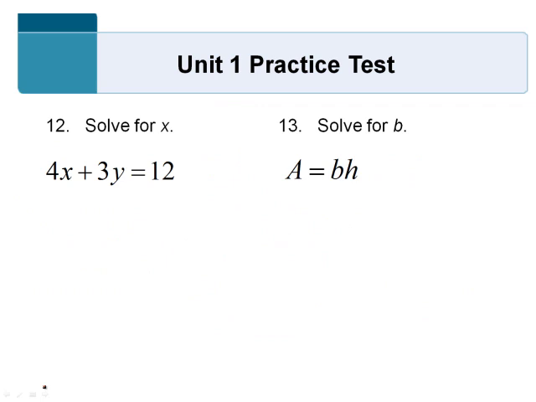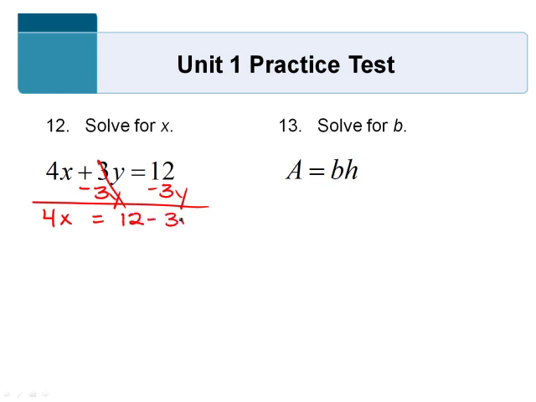Okay, 12 and 13 are literal equations where you have to solve for a specific variable. So on number 12, we want to get the x all by itself. So the first thing we have to do is get rid of the 3y term. So since it's addition, I'm going to subtract 3y from both sides. So 4x is going to come down. Those 3y's are gone. And on the other side, these are not like terms. You can't subtract 12 minus 3y and get 9.